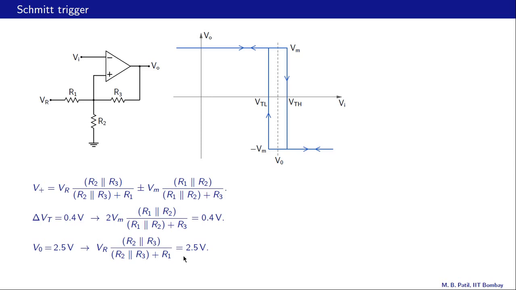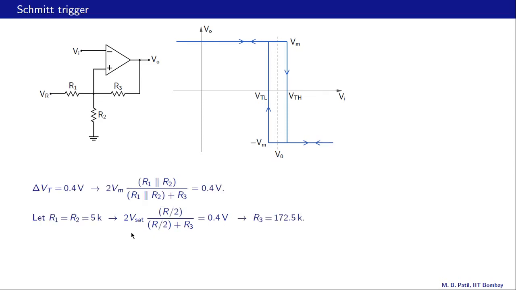So let us now use these two conditions to design our circuit. For delta Vt to be 0.4 volts, we want this quantity to be 0.4. Vm is already known, that is the same as Vsat for the op amp, given to be 14 volts. So we should now select suitable resistance values so that this fraction multiplied by 2 Vsat gives us 0.4.